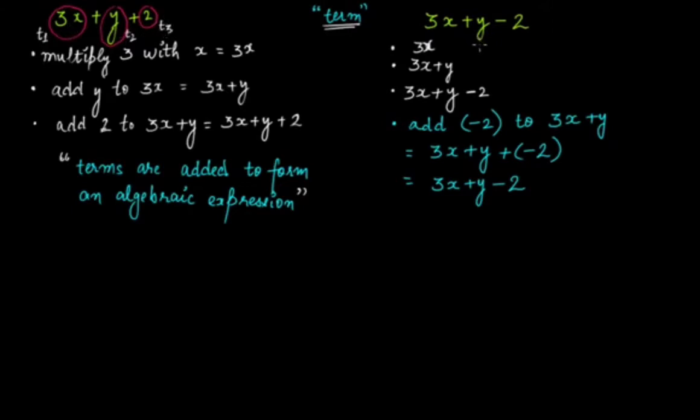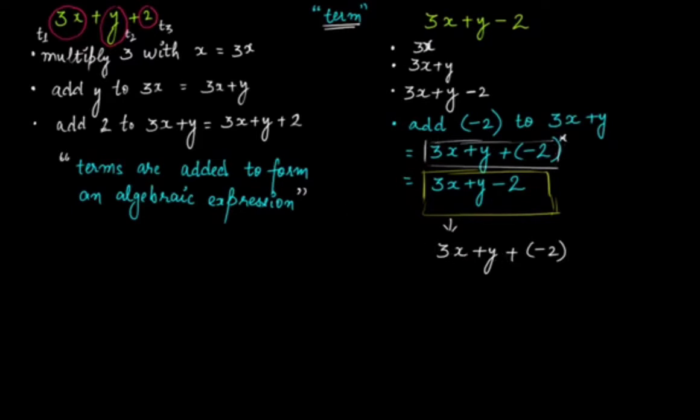In the same fashion, if we follow this definition and if we follow this algebraic expression where we are actually saying that add minus 2 to 3x plus y, then you can write it as 3x plus y plus minus 2. That is the same as this one that we have already written here, right? So here in this case, 3x is one term, this y is another term, this minus 2 is another term. If we denote this one with t1, that is term 1, term 2, term 3, then it satisfies the definition.